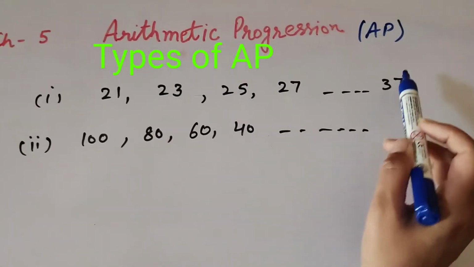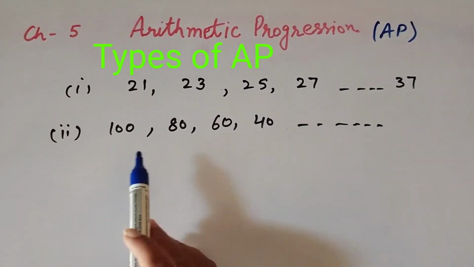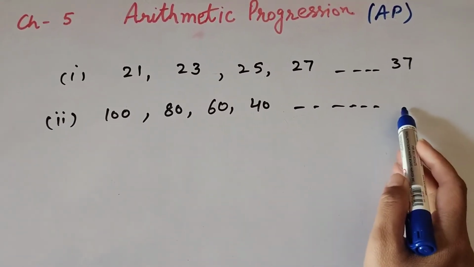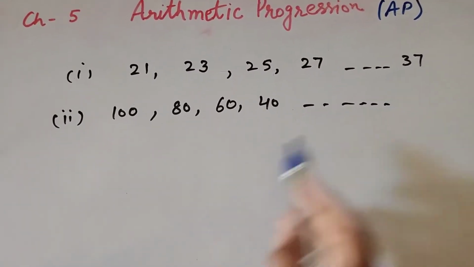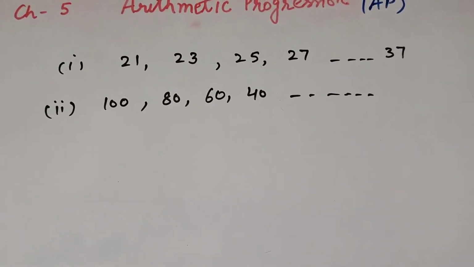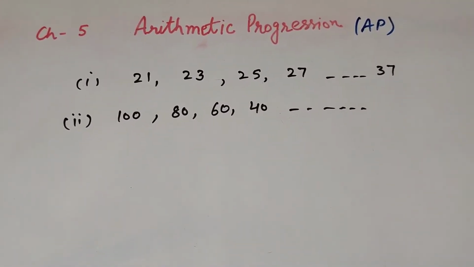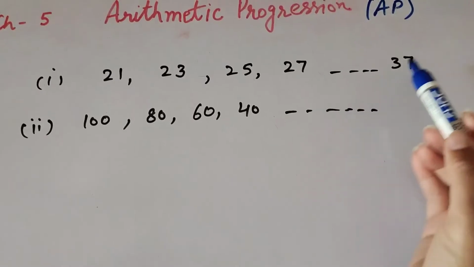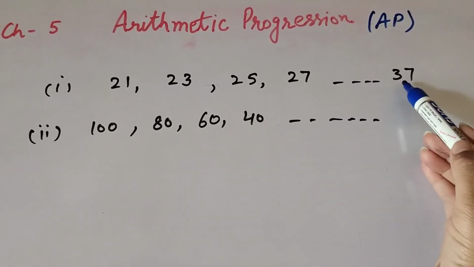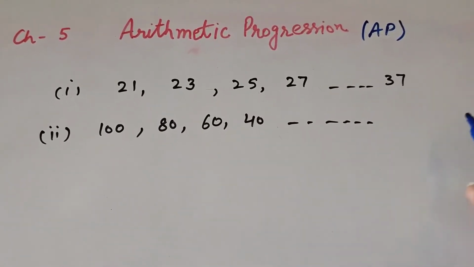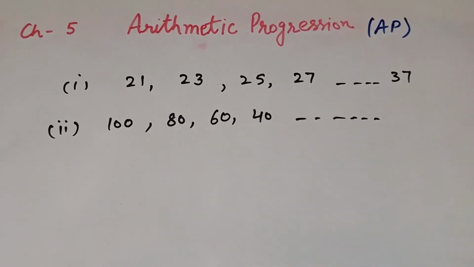Arithmetic progression, that means AP series, is of two types: in which last term is given and in which there is no last term. The AP series in which last term is given is known as finite series, and the AP series in which no last term is given is infinite series. In this, last term is given, that is 37, so it is finite series, and in this no last term is given, it is an infinite series.